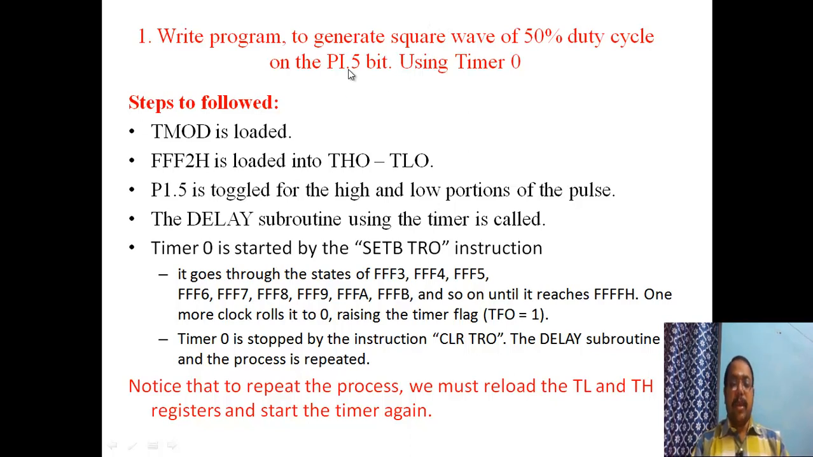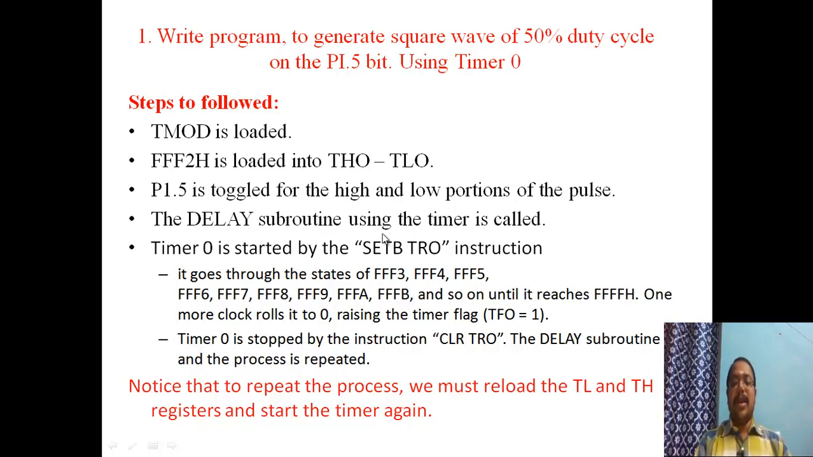The output should be coming out in pin P1, port 1.5th bit, and the timer which you are going to use is timer 0. So what is the step to be followed is, first you have to load TMOD. For an example, I am loading FFF2H in TH0 and TL0. Then we will toggle for the high and low position of the pulse, then call for delay.